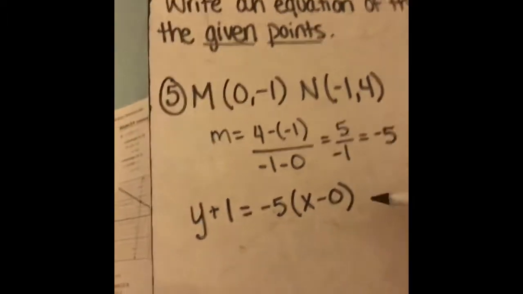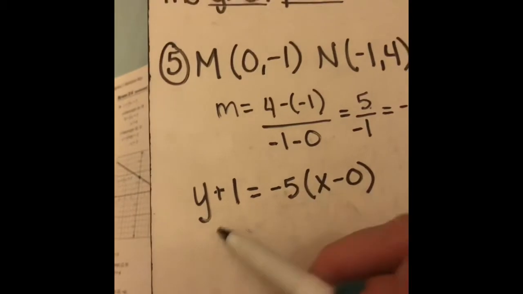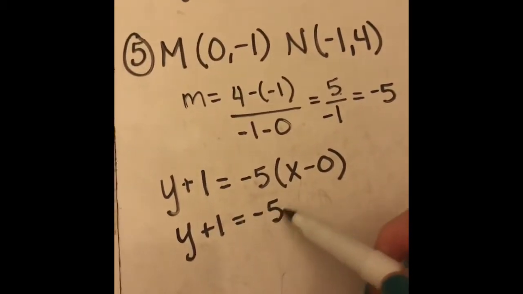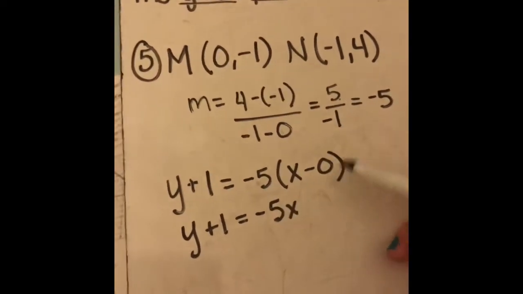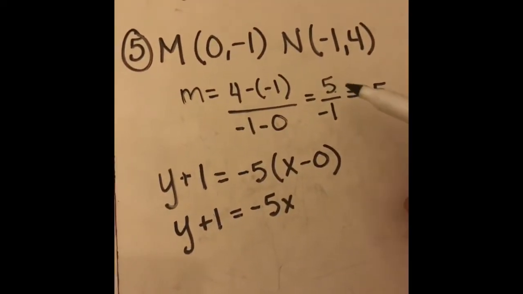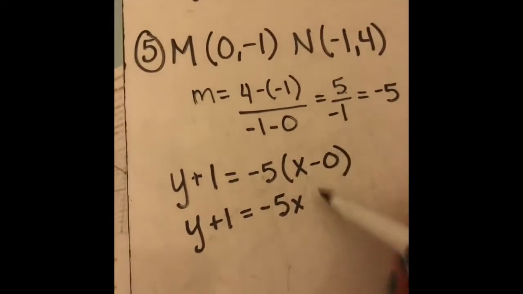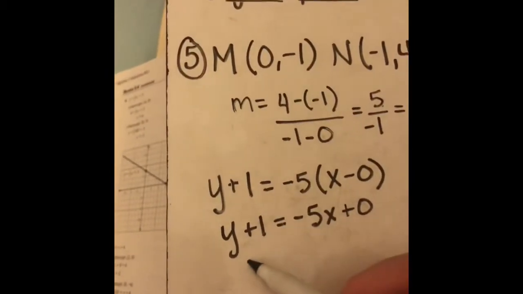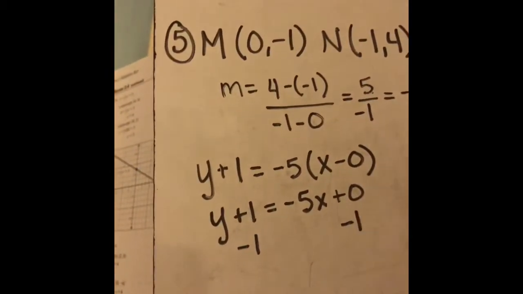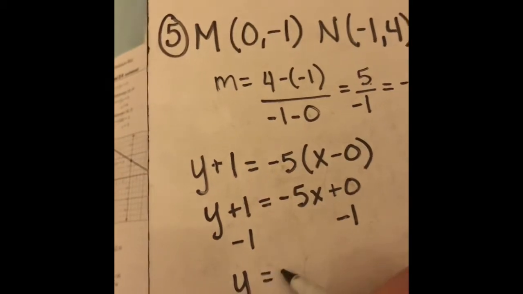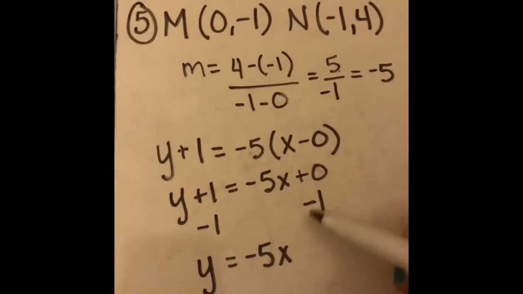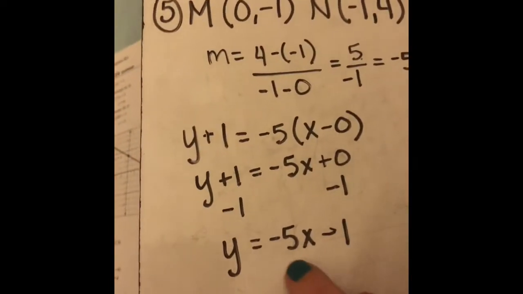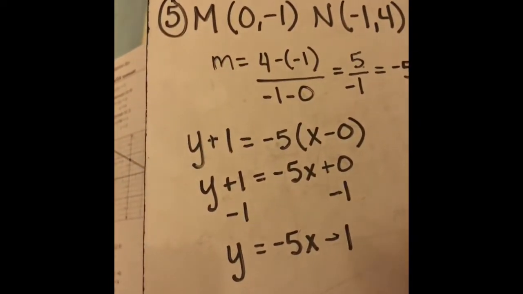All right, so we need to distribute, so let's carry this down. y plus 1 equals -5x. -5 times -0 is 0. Okay, so if you want, you can put plus 0. And then we're going to subtract 1. Okay, so now we have y equals -5x, and then minus 1. So there's your y equals mx plus b.